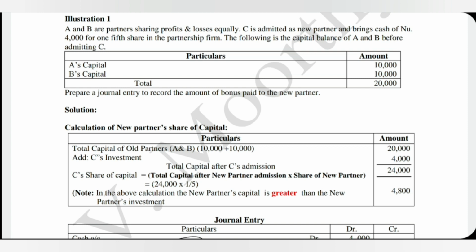Now, if you compare the amount of investment brought by the new partner, which is 4,000, and C's share of capital, that is the new partner's share of capital, which is 4,800, the difference is 800, which has to be debited to the old partner's capital account in the profit sharing ratio. This is the difference between the first model and the second model over here.